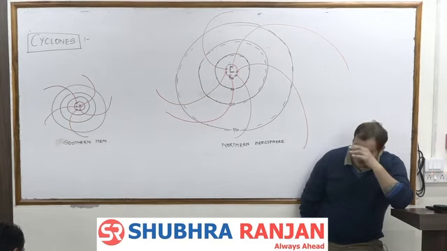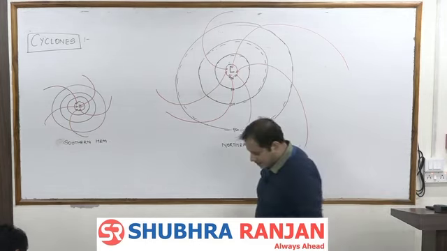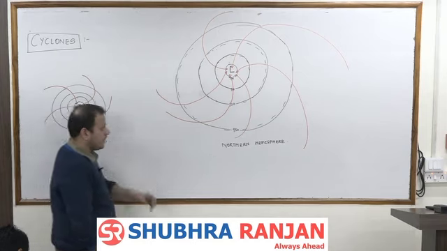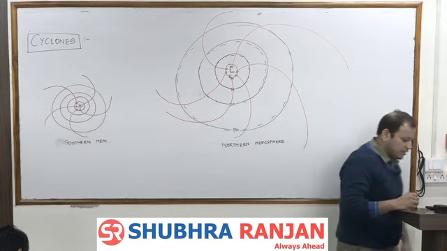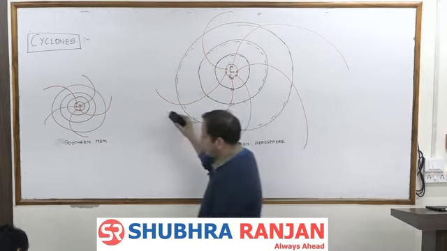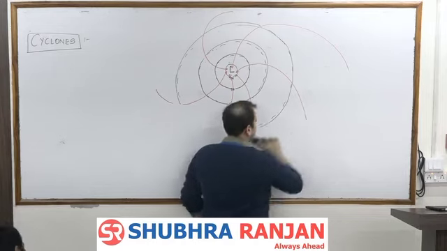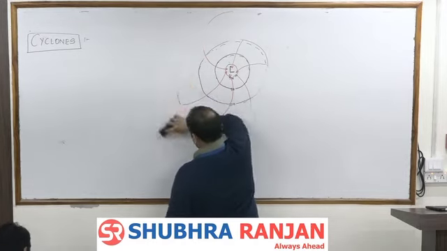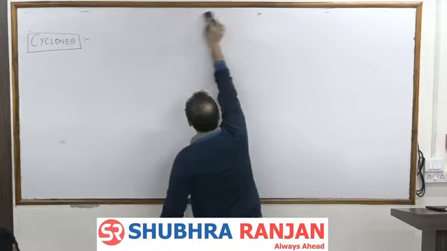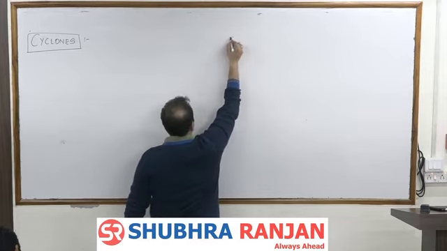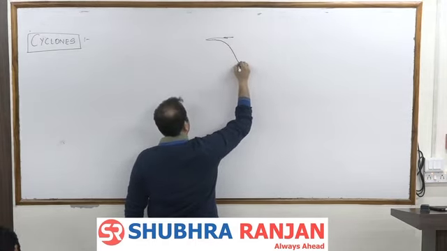So cyclones are low pressure centers surrounded by closed isobars with increasing pressure outwards.